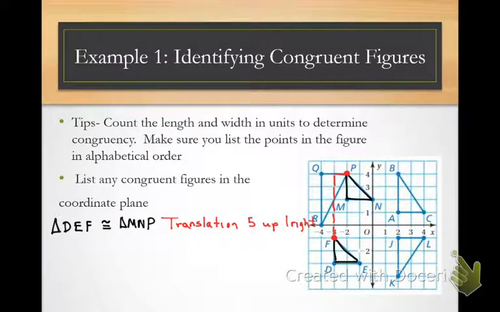And now we not only have said which figures are congruent, we've also said what transformation, or rigid motion transformation, has happened here. Rigid means basically that it's not changing size and shape. Do you see any other triangles that might be congruent?